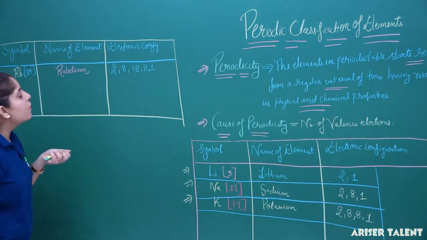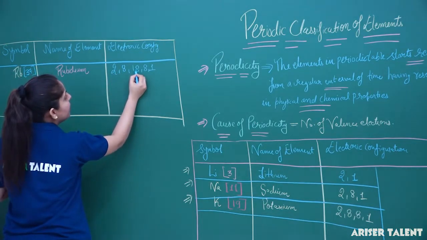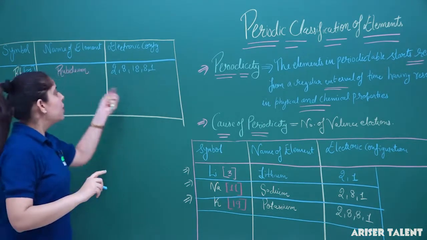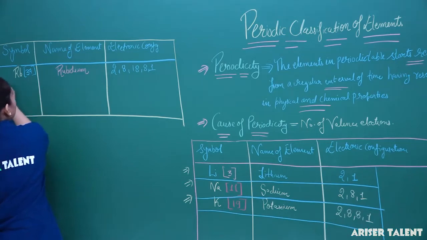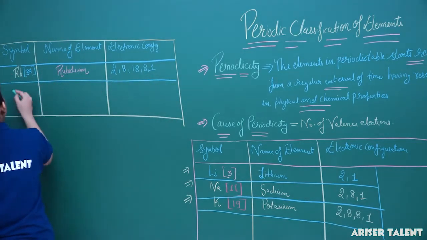So, counting the number of electrons here, 8 plus 2, 10, 10 plus 18, 28, 28 plus 1, 29, and 29 plus 8 gives us 37. So, the number of electrons are completed here. Now, let us consider many more examples.